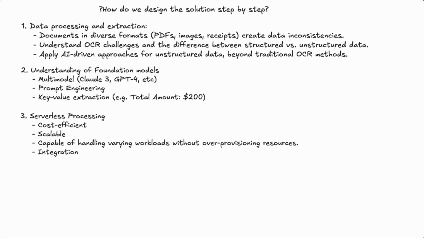So why do we choose serverless? There are mainly three reasons why we consider it in our design. The first is scalability. Serverless solutions like AWS Lambda automatically scale based on demand, whether you are processing a few invoices or thousands. Lambda spins up multiple instances in parallel, ensuring quick processing without manual intervention. This makes it ideal for handling fluctuating workloads.